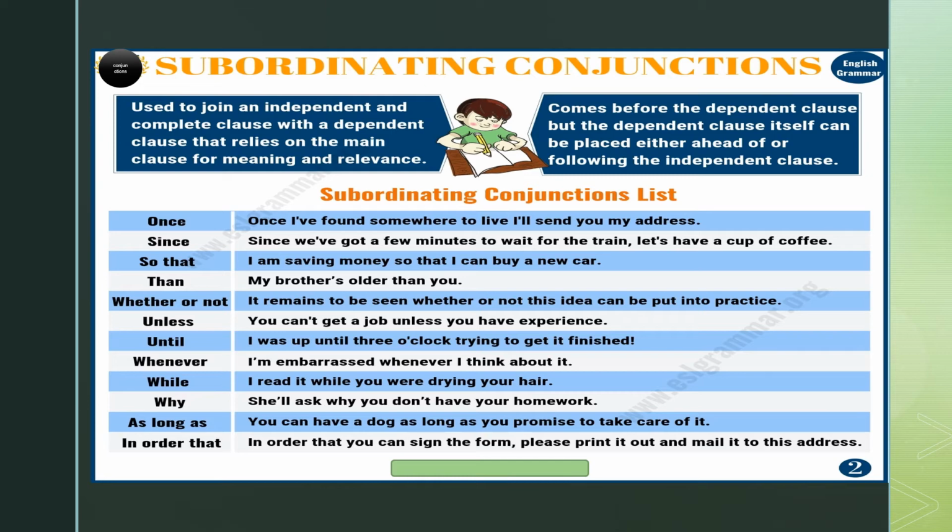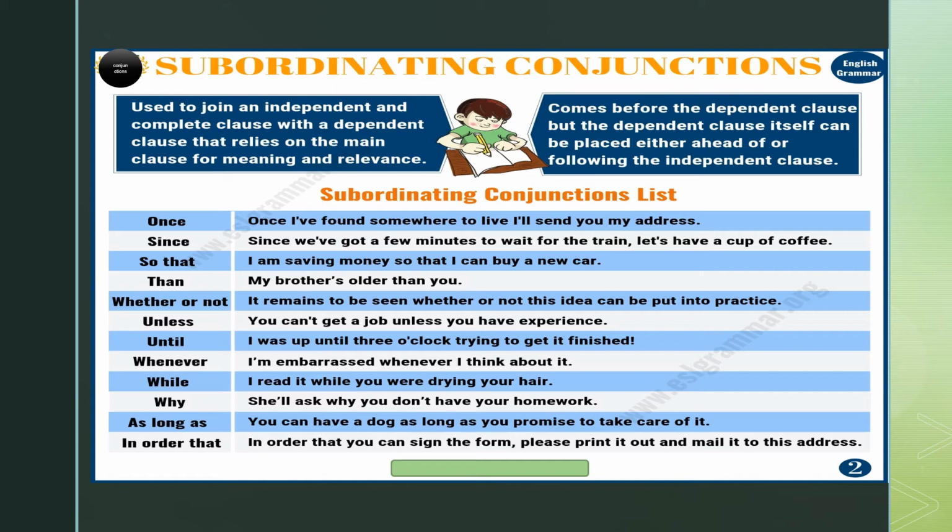Let us see the example. Once I have found somewhere to live, I'll send you my address. So the condition of sending the address depends on the person finding somewhere to live. Hence, there's a sentence here of unequal weight. And the word once is joining them. Look at the second sentence.